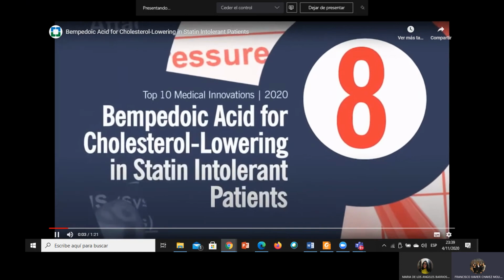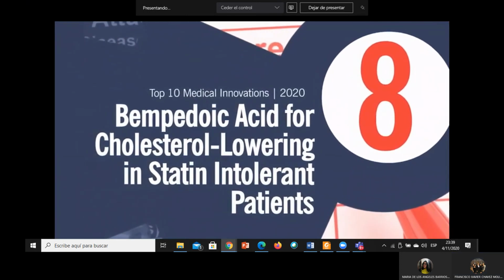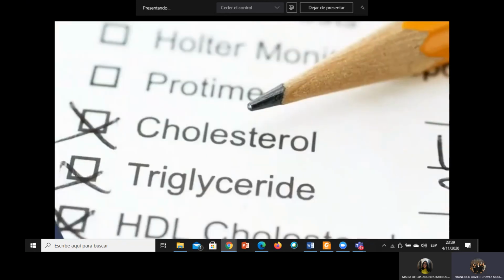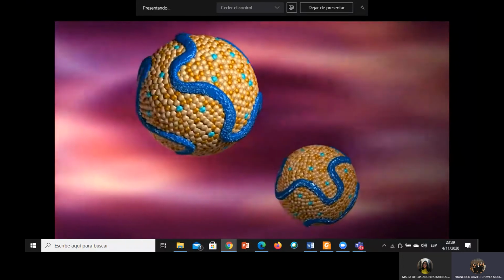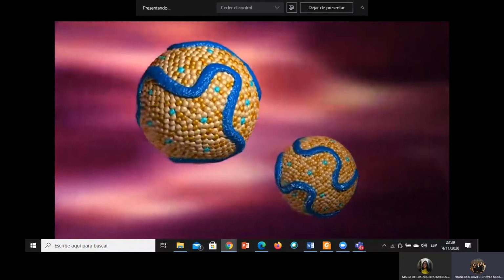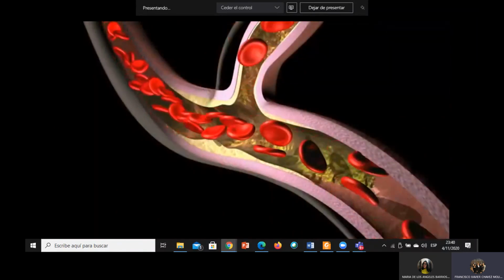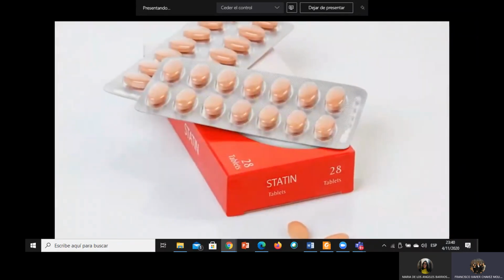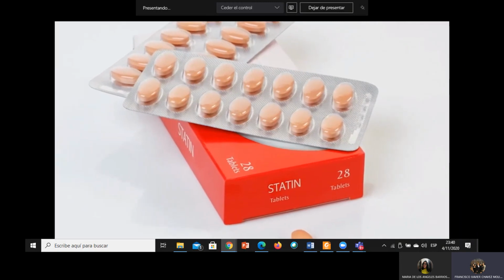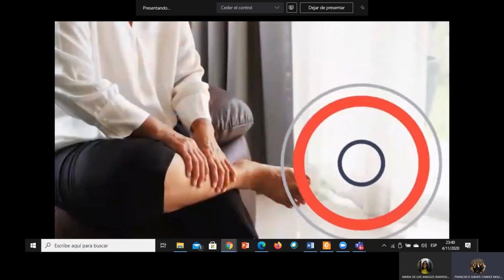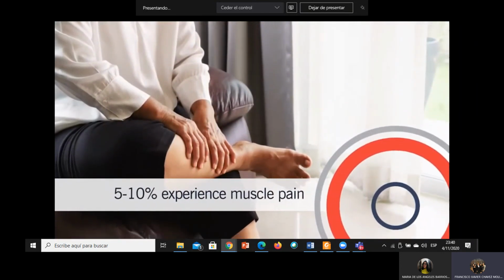Number 8. Bempedoic acid for cholesterol lowering in statin intolerant patients. Cholesterol is a major concern for nearly 40% of American adults. The fat-like substance is necessary for the body to function, but too much low-density LDL cholesterol can lead to buildup in the blood vessels, which can cause a heart attack or stroke. While several medications exist for treatment, statins are the most popular, but the prescription comes with some adverse side effects. Statin drugs enter muscles, causing muscle pain in approximately 5 to 10% of people who take them.